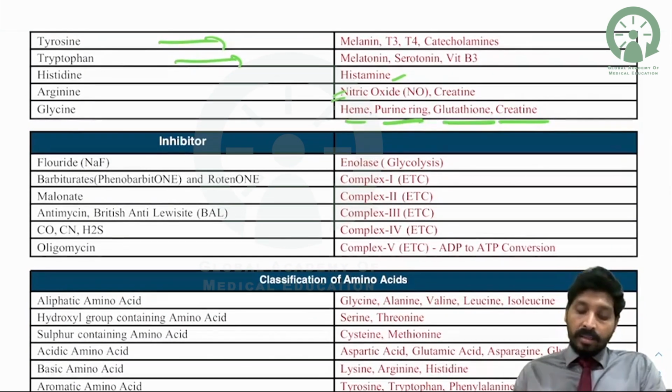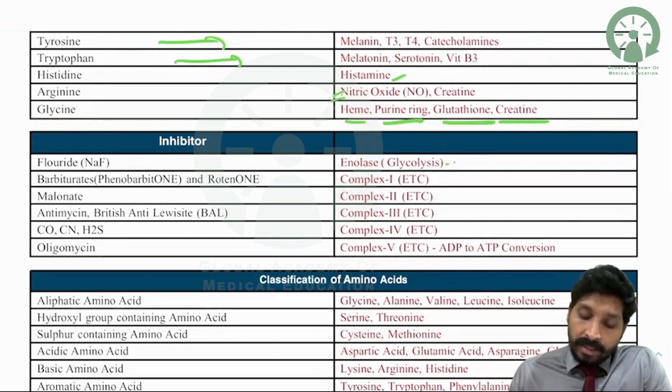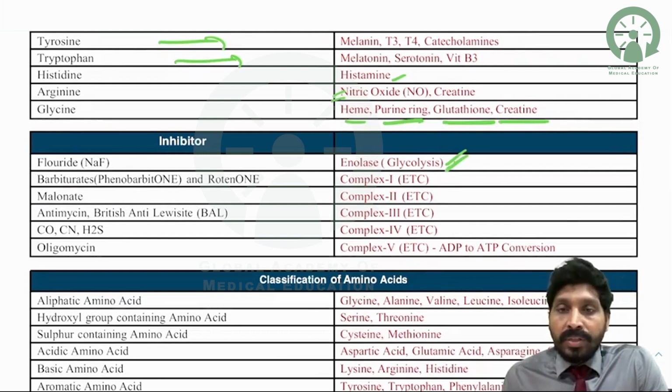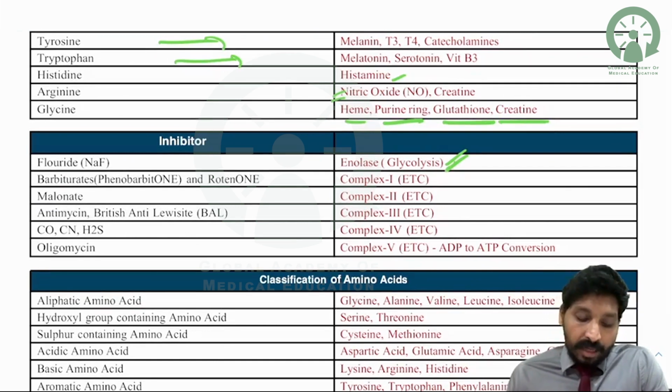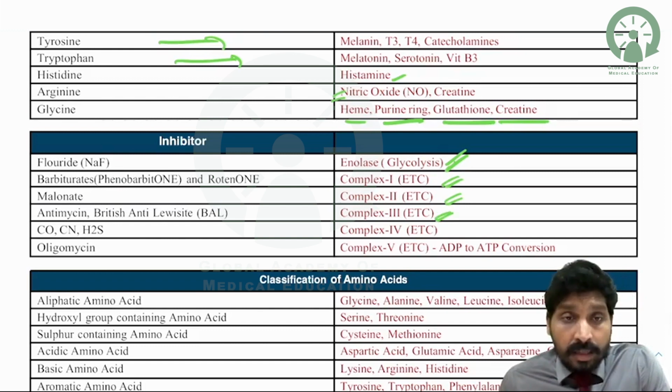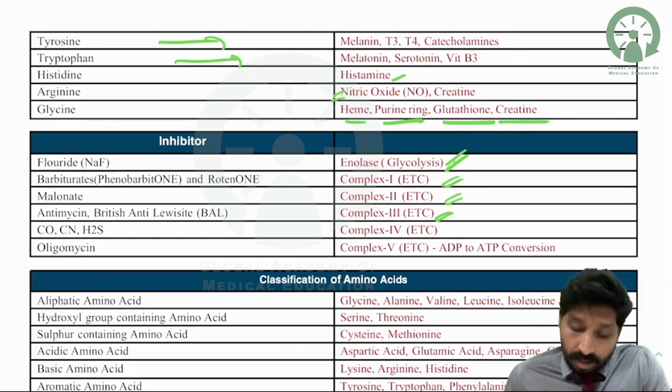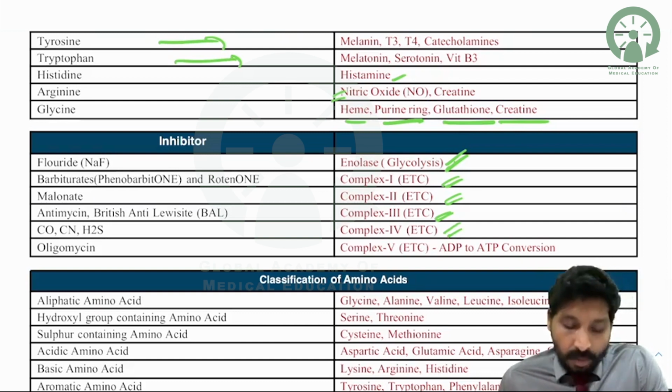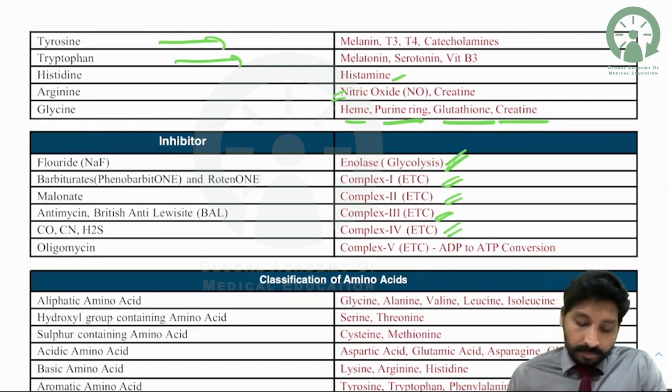Sodium fluoride inhibits the enolase enzyme, which is an enzyme of glycolysis. Barbiturates like phenobarbital and rotenone are complex 1 inhibitors. Malonate is a complex 2 inhibitor. Antimycin or British anti-lewisite is a complex 3 inhibitor. Carbon monoxide, cyanide and hydrogen sulfide are the inhibitors of complex 4. And oligomycin, complex 5. Oligomycin inhibits phosphorylation of ADP to ATP.